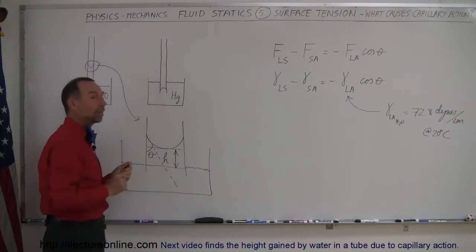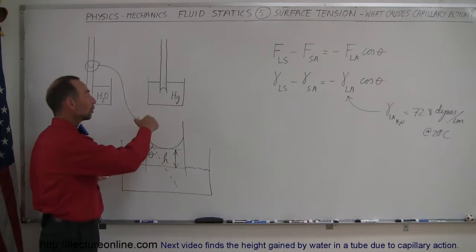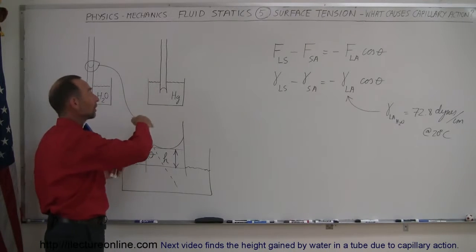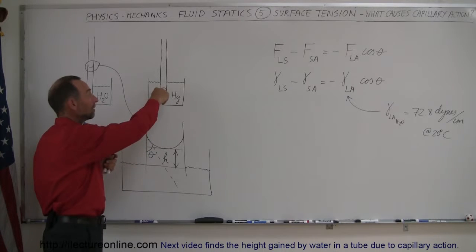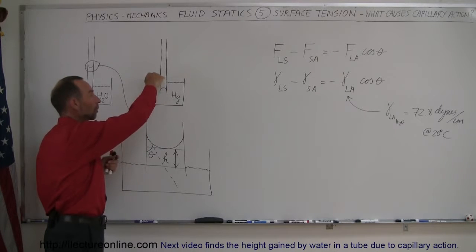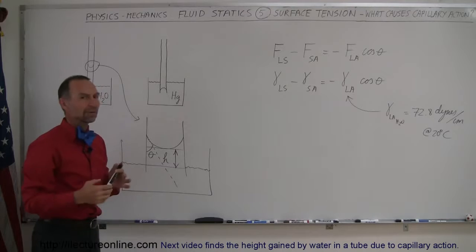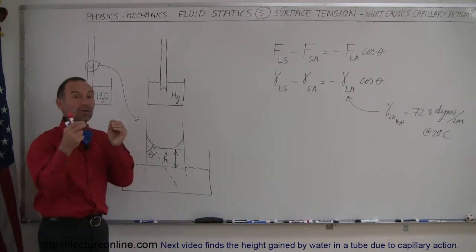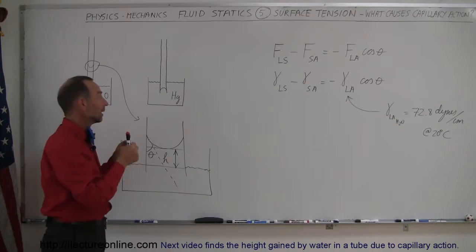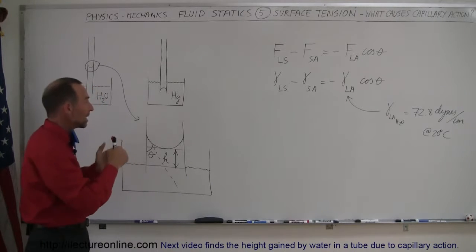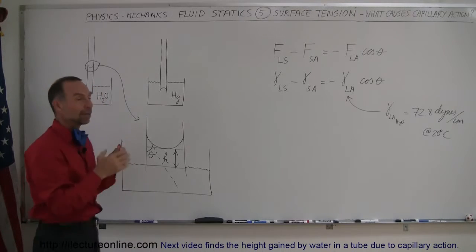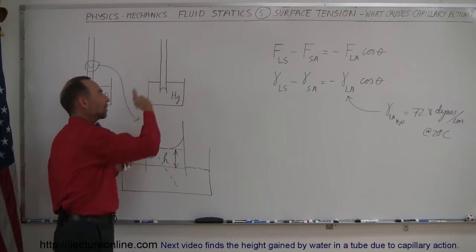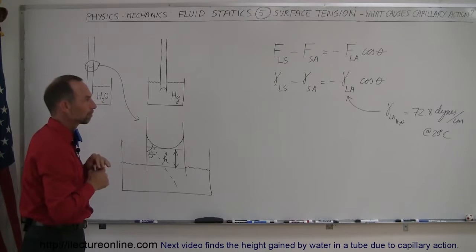Now, in this particular case, what we find is if we use mercury and we stick a small capillary tube inside the mercury, the mercury inside the tube will actually be pushed down below the level of the mercury in the rest of the cup. The reason for that is that the mercury molecules attract each other more greatly. That would, of course, be the force of cohesion is greater for mercury than the force of adhesion between the mercury and the glass. So therefore, the capillary action works in the opposite direction.